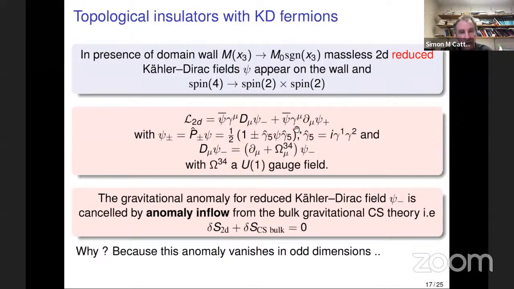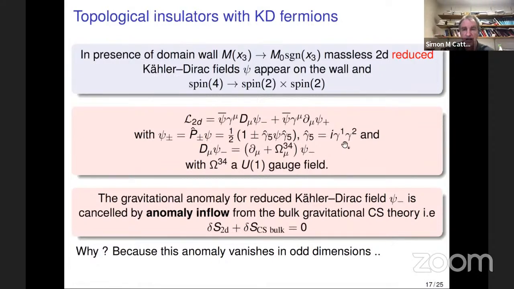So the Lagrangian for the two-dimensional theory that appears contains an interesting structure. It contains a full Kaehler-Dirac field, but it's only coupled to gravity through its minus component. So a single reduced component couples to gravity. The other one is free. Right, and the projection here that's used to do this plus-minus separation is built out of an effective gamma 5 hat, which is the product of the gamma 1 and gamma 2 that you started with.